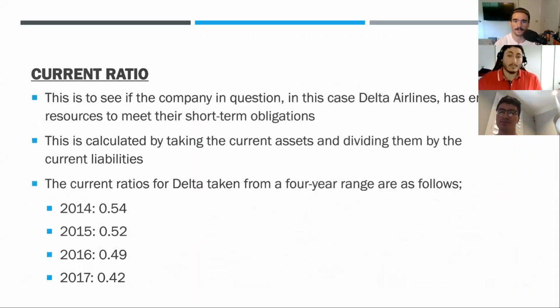Today we'll start off with our current ratio. This is to see if a company in question, in this case Delta Airlines, has enough resources to meet their short-term obligations. You find this out by taking the current assets and dividing them by the current liabilities. As you can see from this 4-year range taken from 2014 to 2017, there's been a slight downtrend in the current ratio.